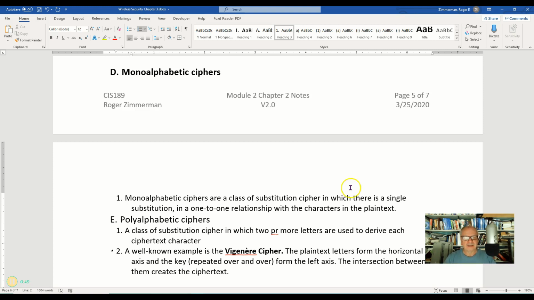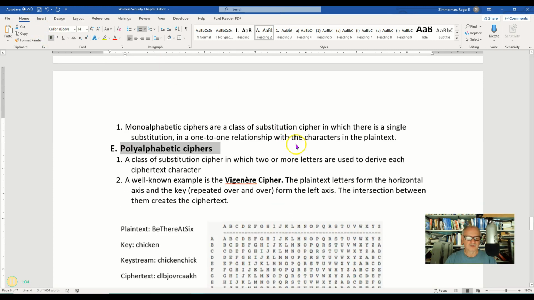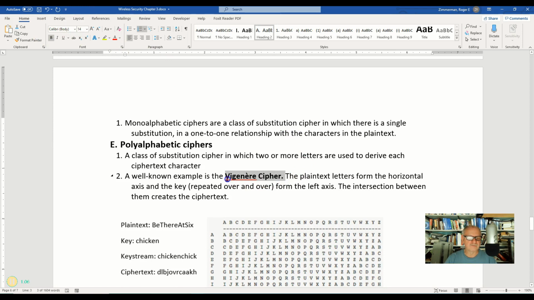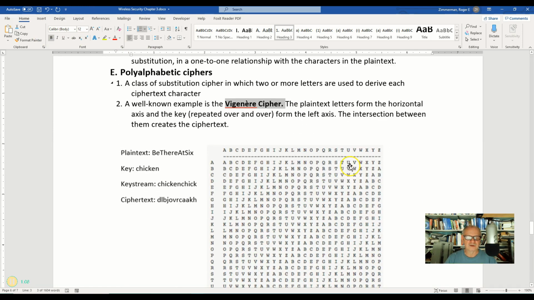Now, a polyalphabetic cipher actually uses two or more, this should say an O there, not a P, two or more letters used to derive a ciphertext character. Polyalphabetic. Now, how in the world would that work? Well, here's an example of something called the Vigenère Cipher. And it looks like this.